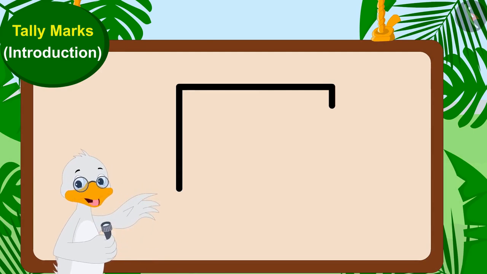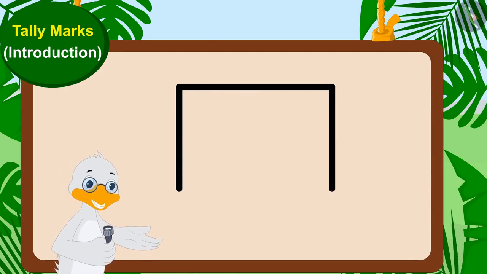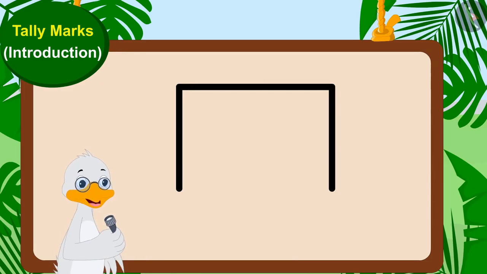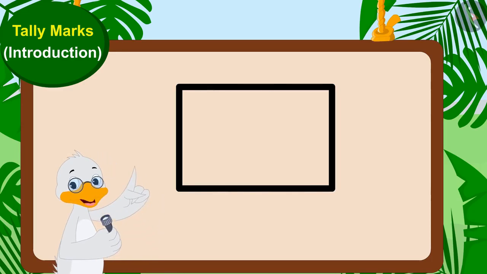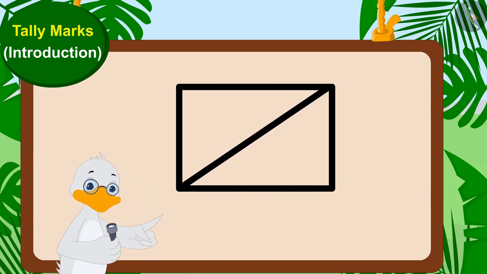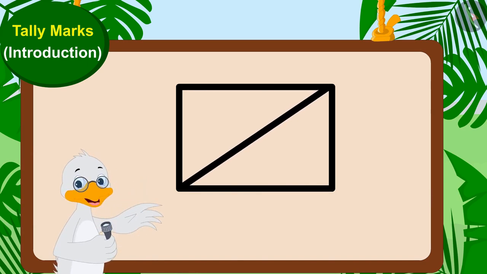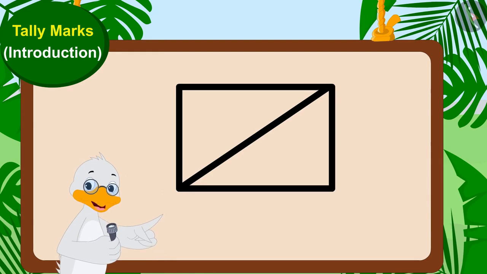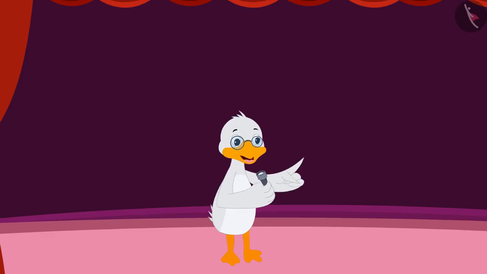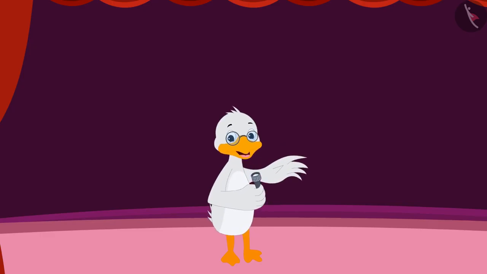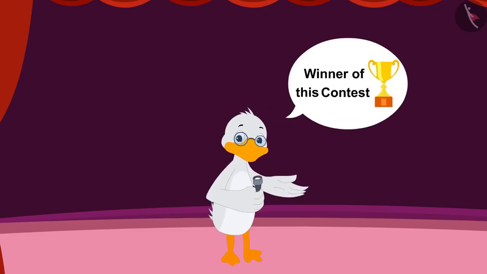For the third vote, a vertical line like this. And for the fourth vote, once again a horizontal line. And for the fifth vote, we will make a diagonal line like this to form a group of tally marks. And then for further votes, we will repeat this process and make groups of tally marks. At the end of the day, whoever gets the most votes will be the winner of this contest."